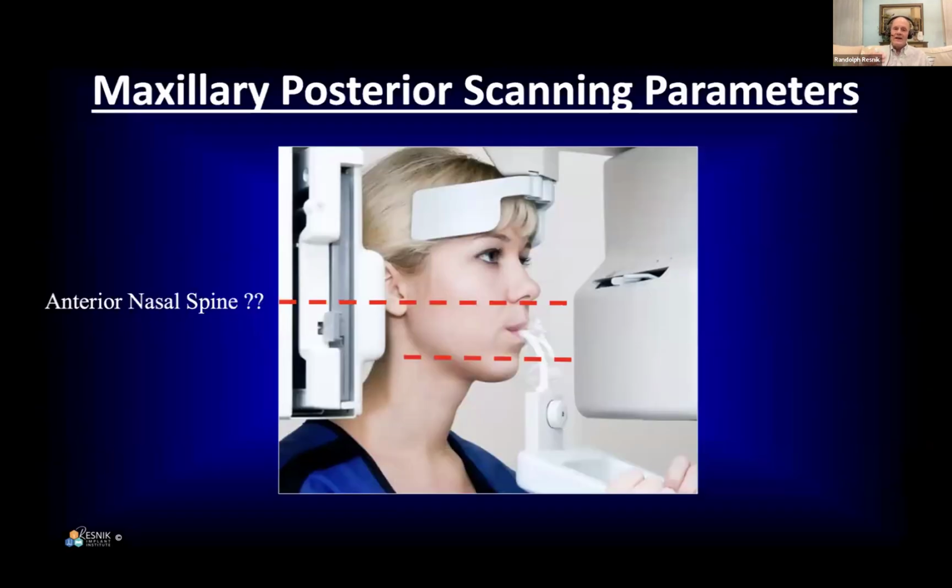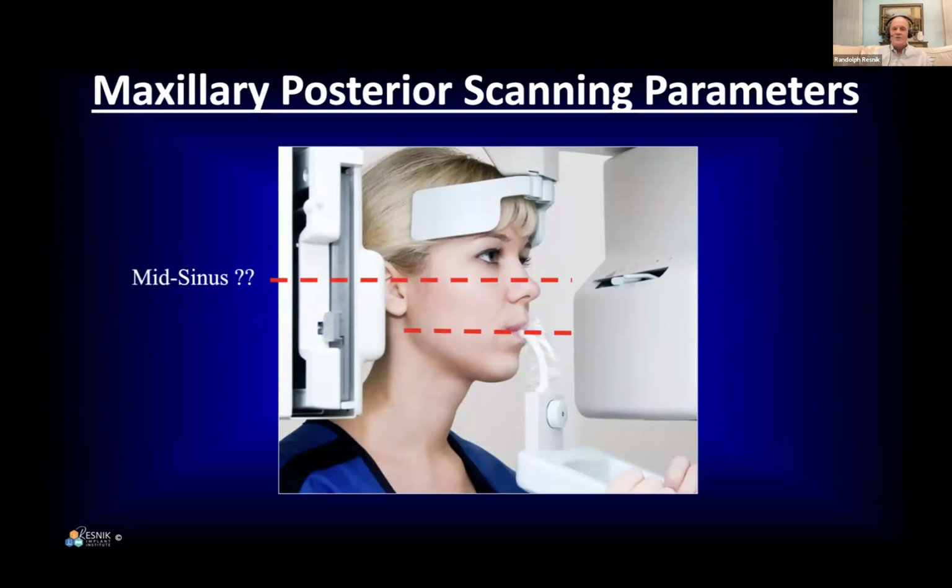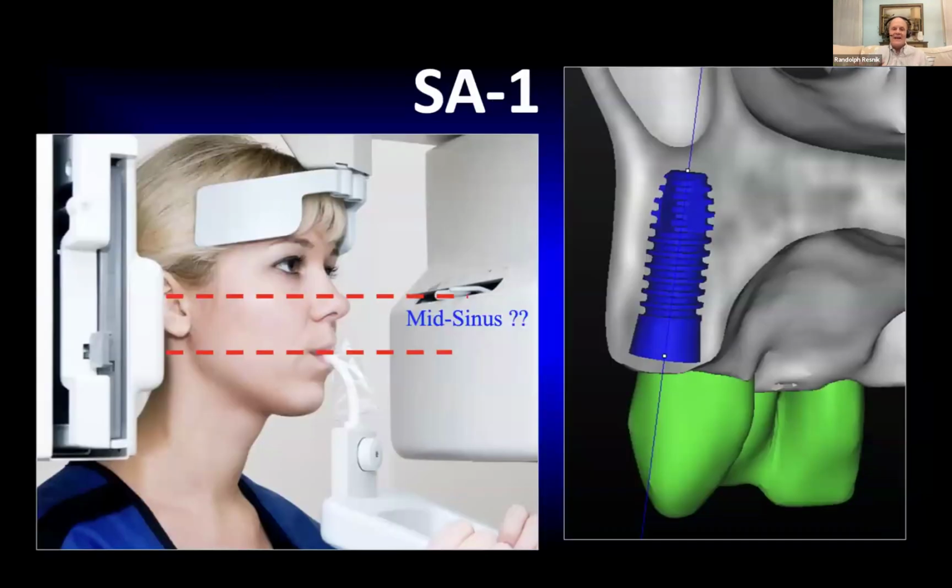Therefore, when we're taking our scan, you have to be very, very careful that your staff understands the limits of the scan. Some offices, their basic protocol is to go to the anterior nasal spine. Others I see go to the mid sinus. Others to the infraorbital rim. So what we're going to do is talk today about where those limits are so you can communicate with your staff. So when you do have a case where you're going to enter the sinus proper, you're going to have the CBCT scan taken high enough.